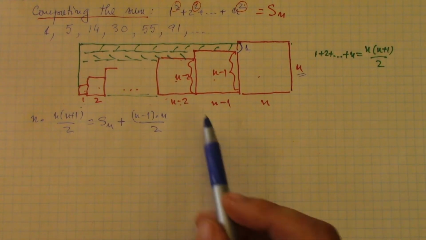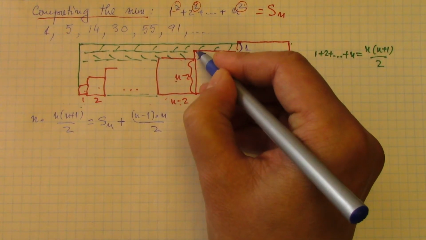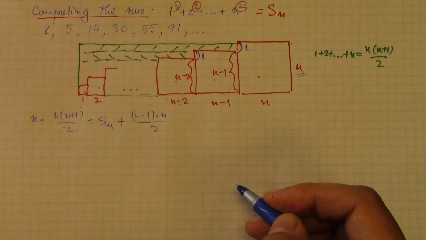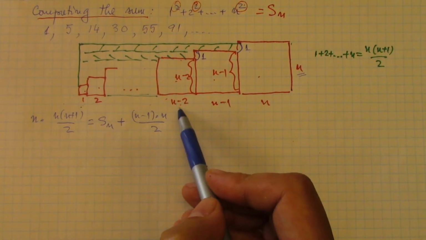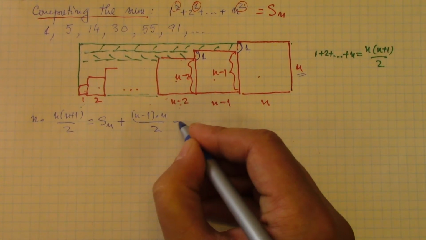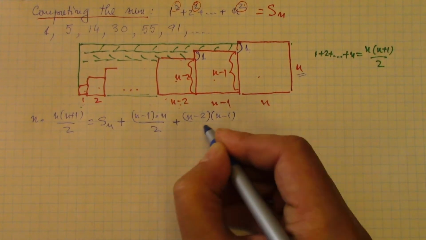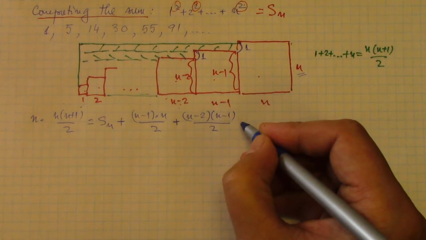Now how about the second slice? The width of the second slice is 1 also, and the length of it is 1 plus 2 plus all the way up to n minus 2. So the length of it is going to be n minus 2 times n minus 1 divided by 2. And so on.